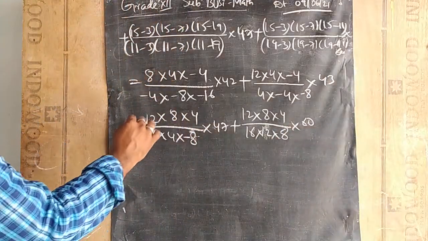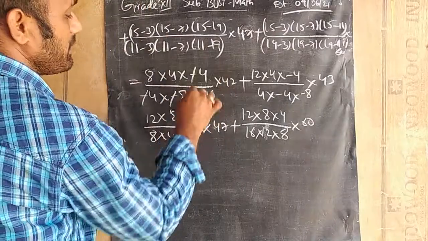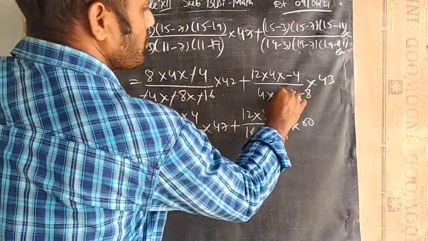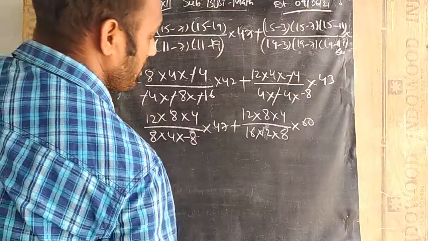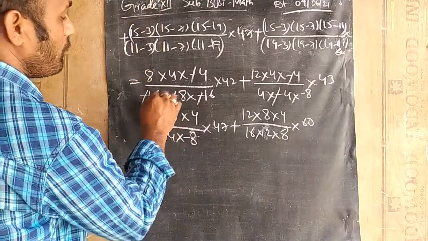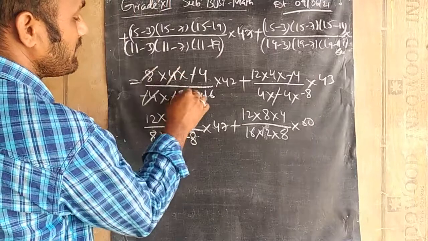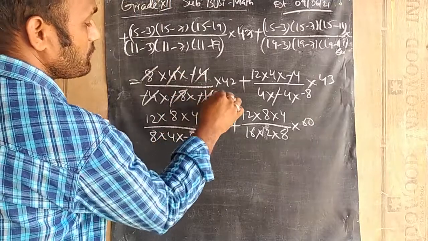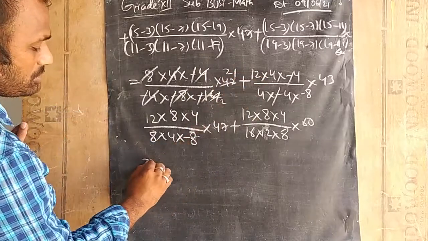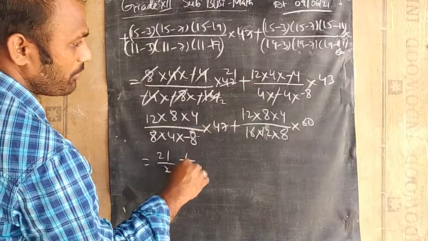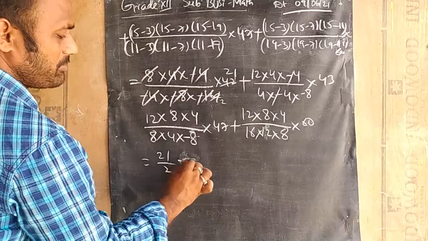Any cancellations here? Minus, minus gets cancelled. So here also minus, minus gets cancelled, and a minus symbol is left. Here also minus is left. Here nothing. Okay, we can cancel here: 4, 4 gets cancelled, 8, 8 gets cancelled. So 4 ones, 4 fours, 2 twos, 2 21s. So it will be 21 by 2, plus, so plus into minus minus.